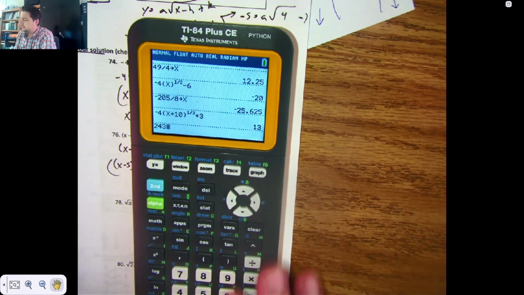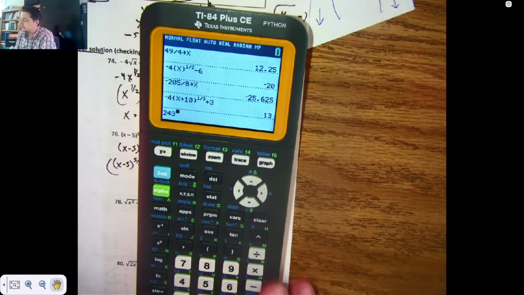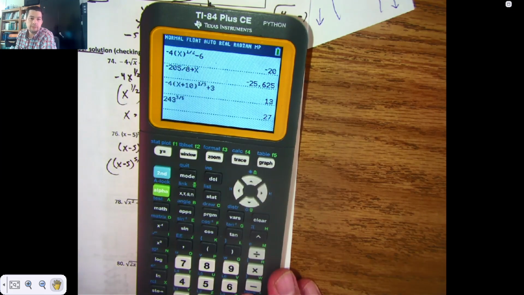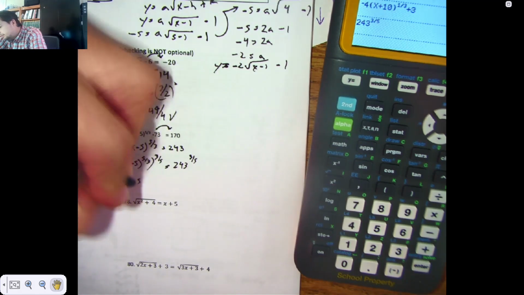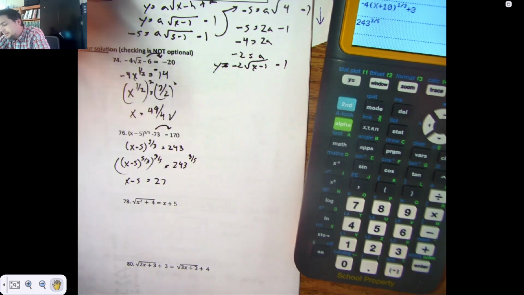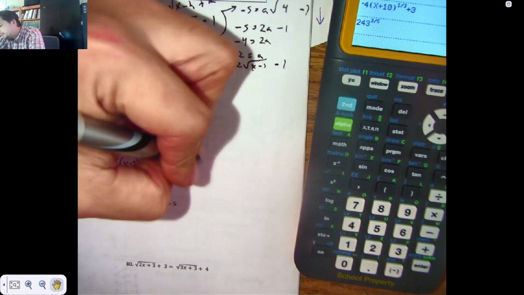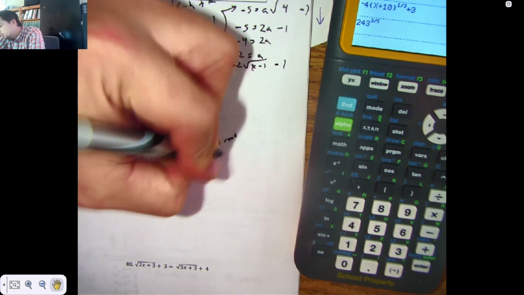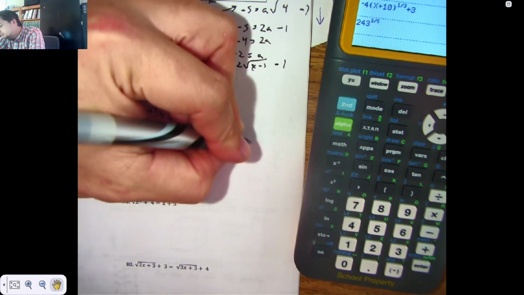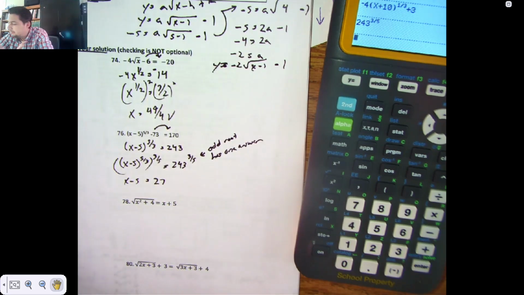But I'm pretty sleepy this morning. So 243 to the 3/5, I feel like the answer is 27. And I was right. This is 27. Now, something I talked about in class here, this is an odd root. It has one answer. All right? So I'm okay with what the TI-84 told me.